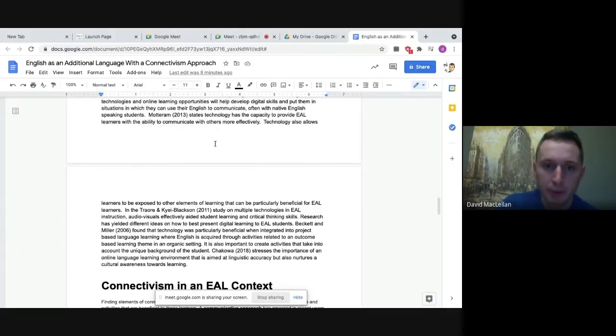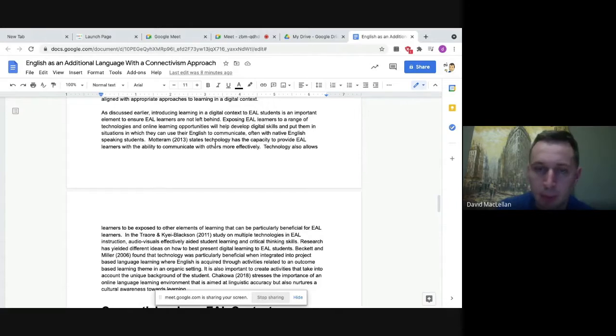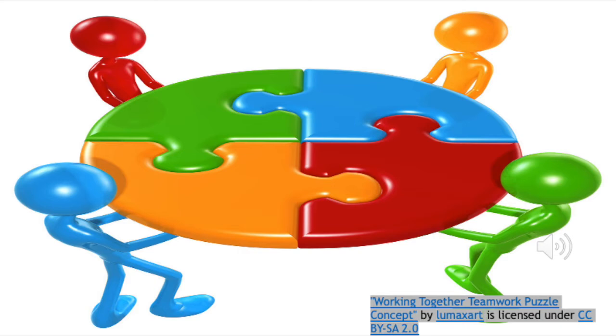That's important. Also important that when you introduce technology to students, you're giving opportunities for EAL students to communicate, sometimes with native English speakers or other EAL students, but that communicative ability is also promoted.